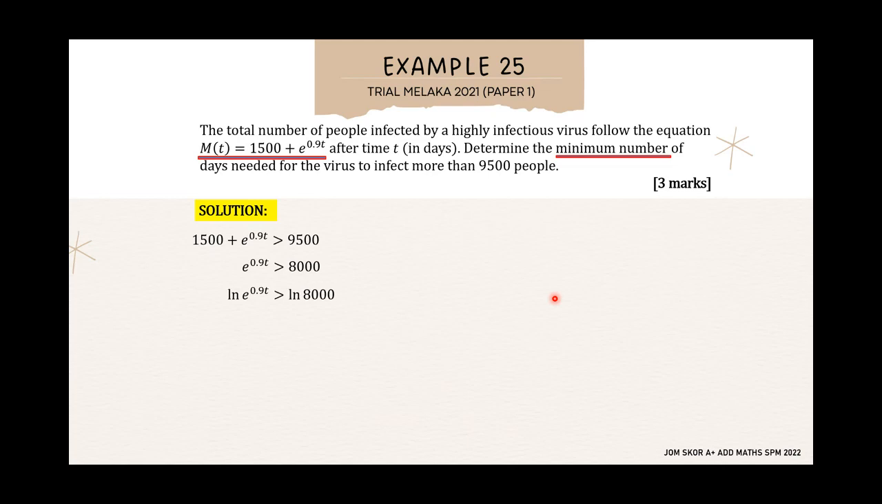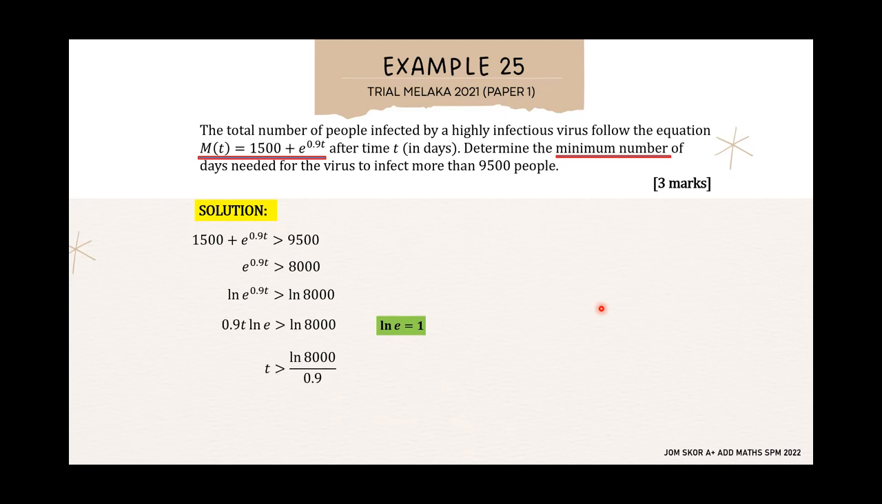Okay, kita ubah kepada ln. Ln e to the power of 0.9t is greater than ln 8,000. Kita ln kan both side. Okay, kita tahu kita boleh apply law of logarithm. Kita akan bawa 0.9t di hadapan. So, kita ada 0.9t ln e greater than ln 8,000. Okay, now ln e is equal to 1. Soalnya dekat sini yang tinggal adalah 0.9t, sebab ln e bersamaan dengan 1.